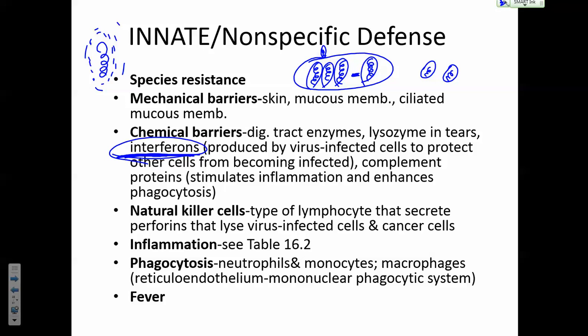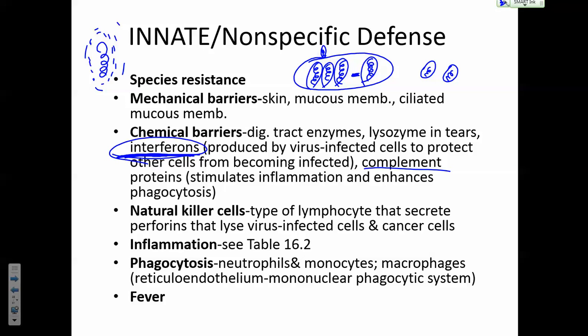All right, complement is another set of proteins that's even more confusing than interferons, in my opinion. But complement with an E, not an I. These are some proteins that can be found in your blood, and if they get activated, they can trigger some things that help fight pathogens, like inflammation. They can enhance phagocytosis. So in the presence of complement proteins, phagocytes are more active. All right, so those are just a few examples of some chemical barriers.